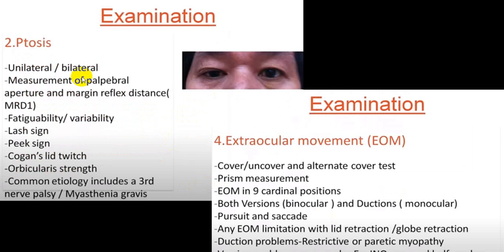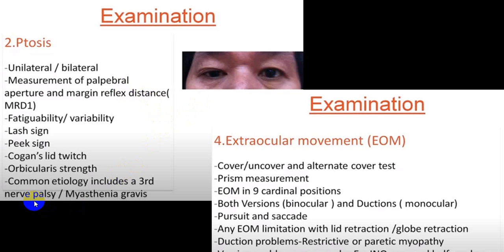If it is unilateral ptosis, it will be more in favor of unilateral 3rd cranial nerve palsy. And if there is bilateral ptosis, it will be more in favor of myasthenia gravis or bilateral 3rd cranial nerve palsy. If it is a partial ptosis on one side, it will be more in favor of Horner syndrome.